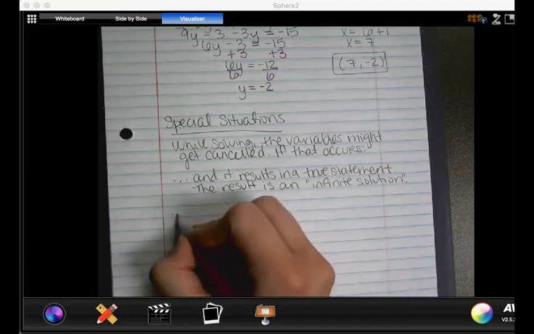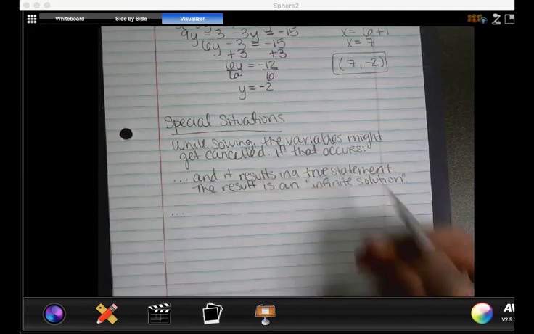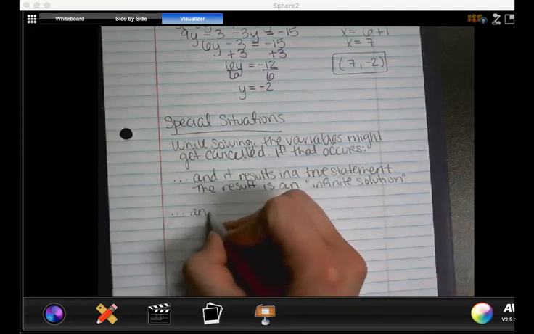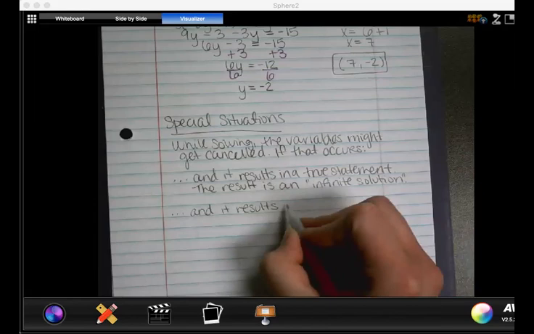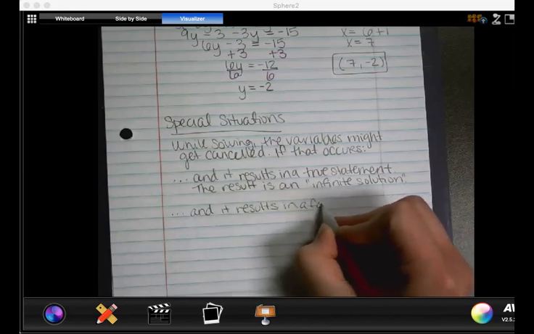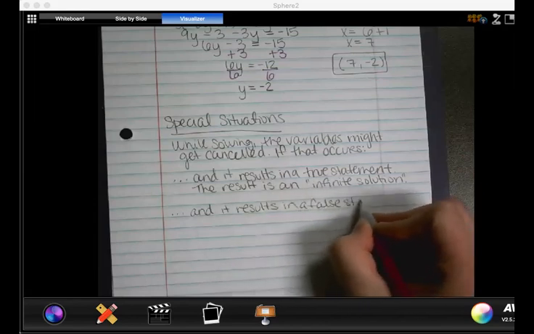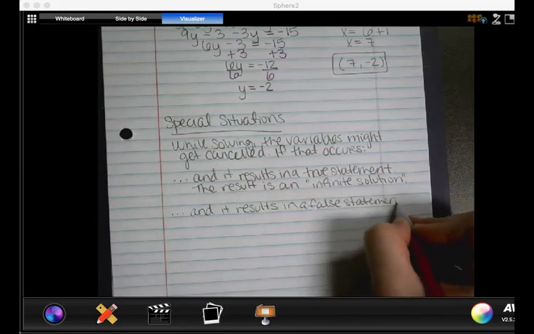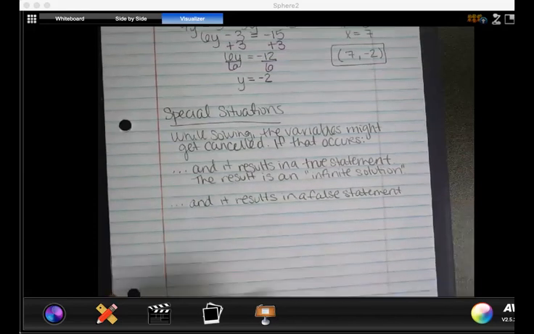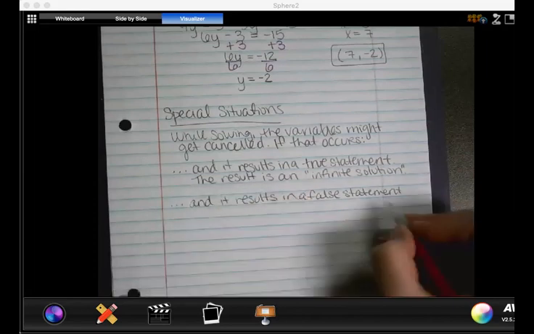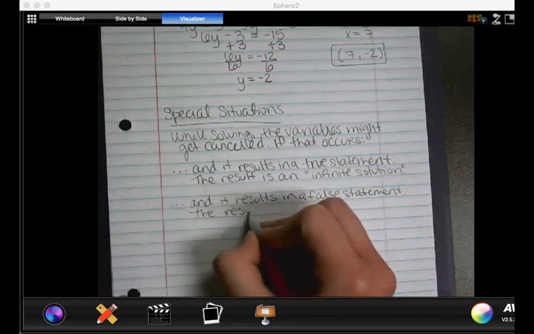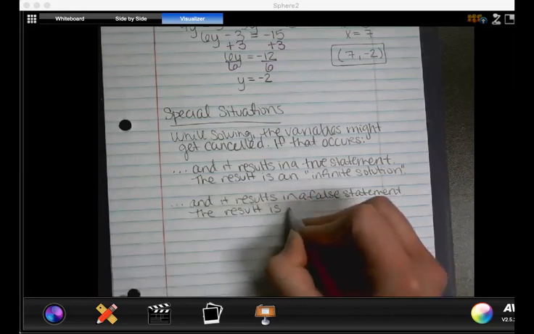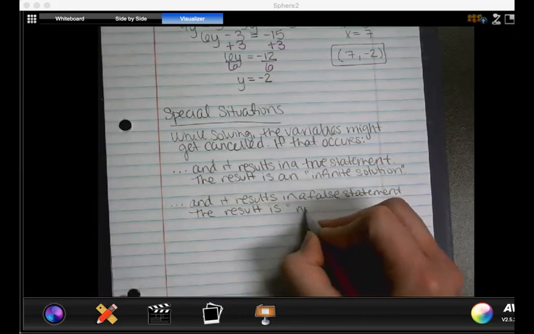The other situation is if that were to occur and it results in a false statement, like 2 equals negative 3, the result is no solution.